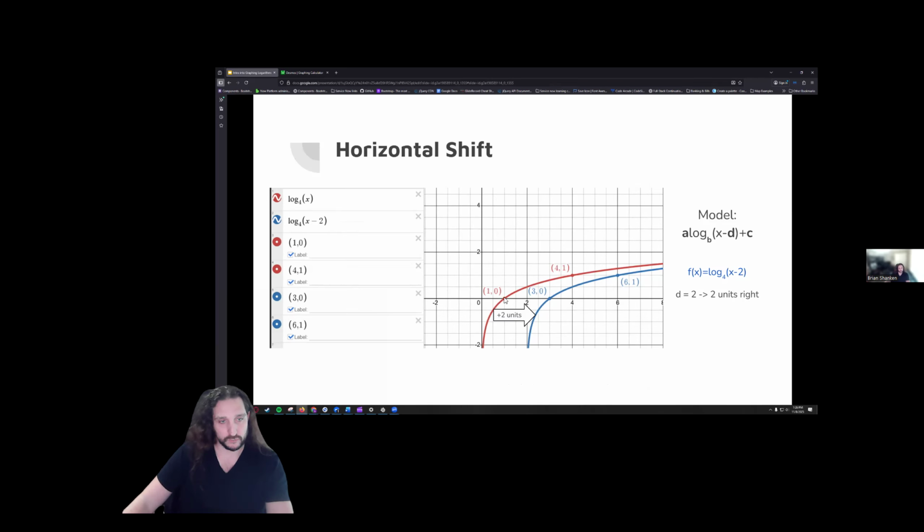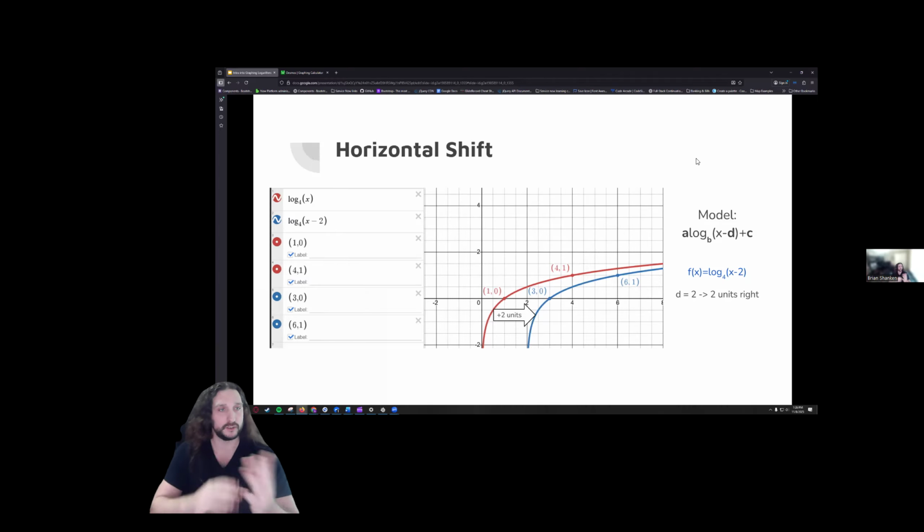And we know that a positive d moves everything to the right. So we can see these points 1, 0 being shifted over to 3, 0, and 4, 1 being shifted over to 6, 1 because we are moving along our horizontal. That's going to be our x's. So we can see that the x value of our points have been moved.